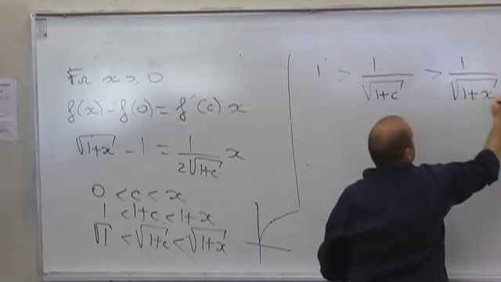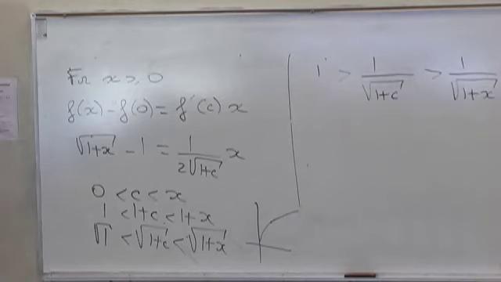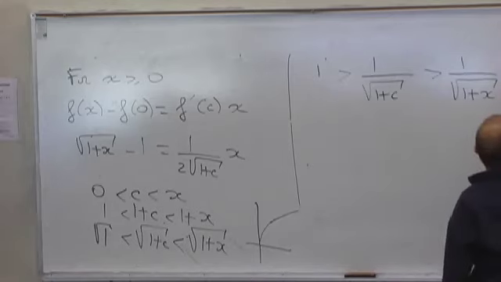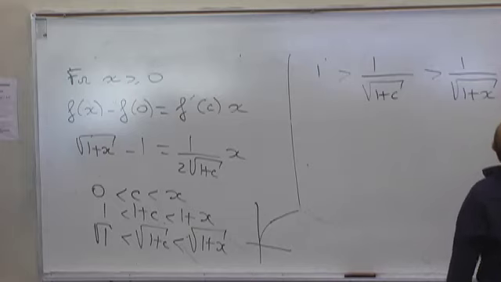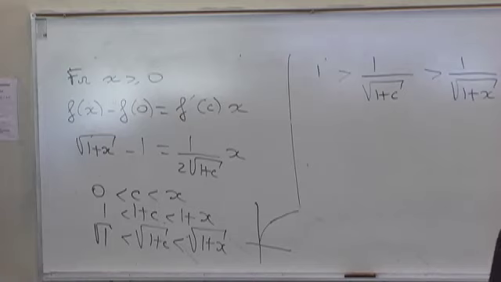1 plus x. Why can I do this? The inverse is decreasing on the positives. Okay? So we are using that 1 over x is a decreasing function on the positive numbers. Fine.